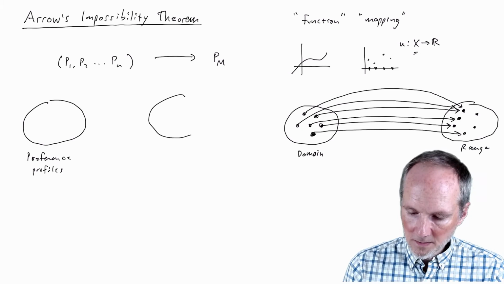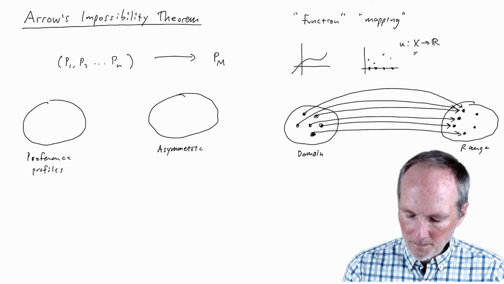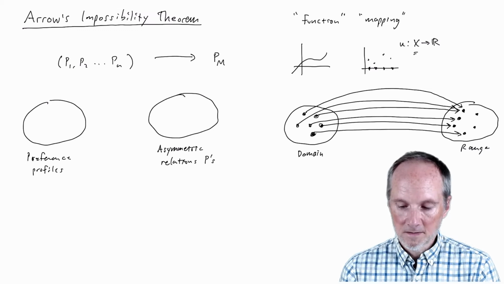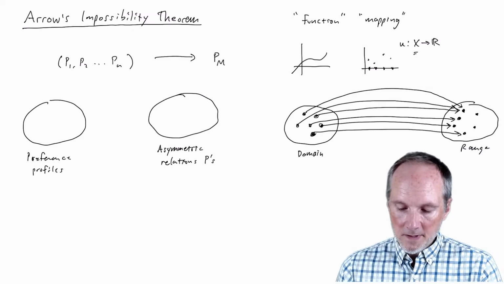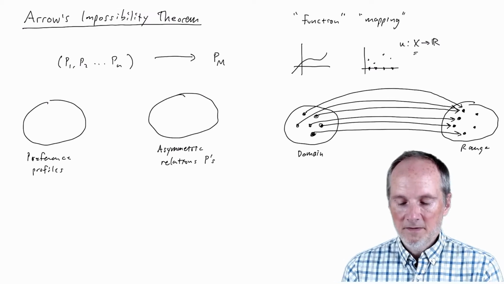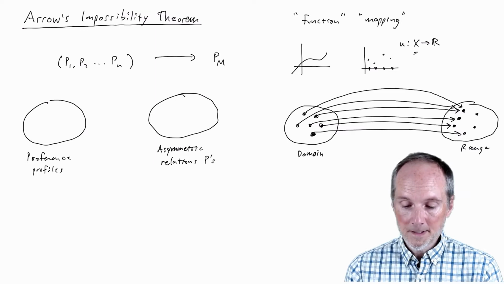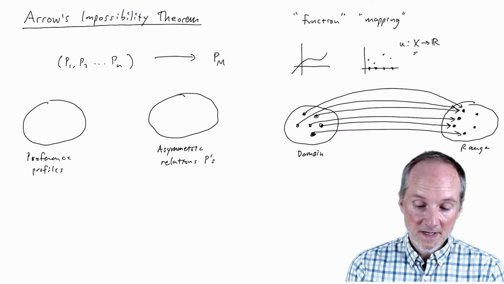And the range will be, let's say, asymmetric relations. In other words, those are like P's, right? Those are our strict preference relations. Now, these sets are pretty big. Even if there's only a few alternatives, the number of preference profiles gets big pretty quickly. If there's a lot of alternatives and a lot of people, this can be a huge set.